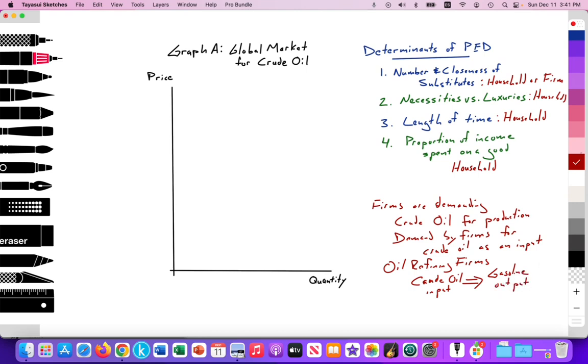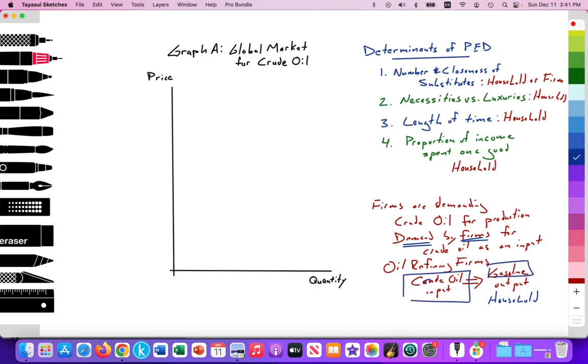And that output would be consumed by the household. Gasoline consumed by the household or by firms that use gasoline for transportation of goods and services. So the demand here for our purposes is driven by firms, and they're going to demand crude oil to produce something. It could be they're going to produce gasoline, but they need the crude oil as an input.